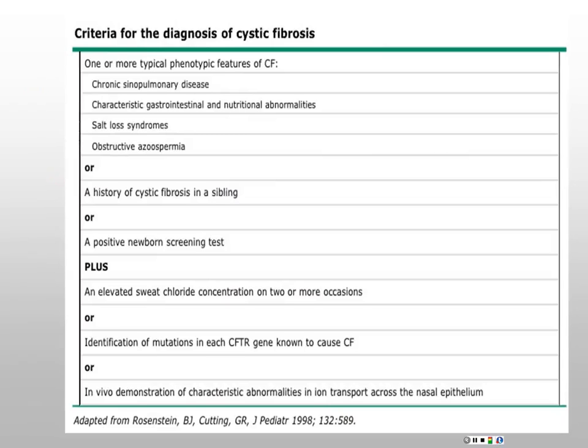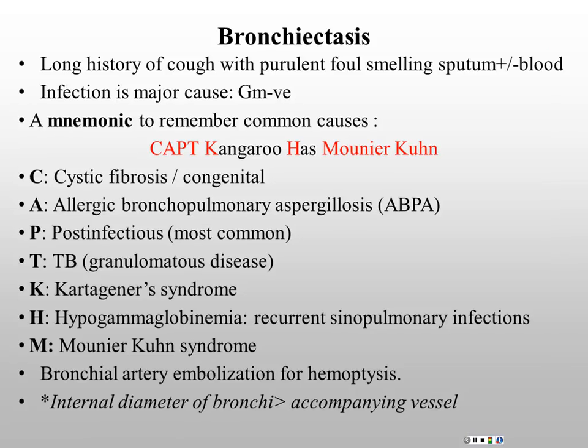Again, for diagnosis, don't take just a sweat chloride test and diagnose a patient based on that. You have to have a consistent history, clinical picture, genetic testing, and a combination of these elements to make the diagnosis of cystic fibrosis. Other causes of bronchiectasis.